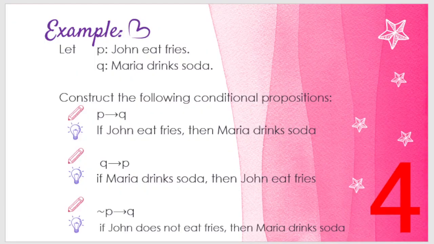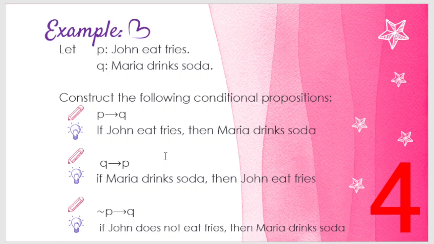So say, for example, we let P be "John eats fries" and let Q be "Maria drinks soda." Construct the following conditional propositions. For our first symbolic form, we have P implies Q. Since it is an implication, we start with the word "if" followed by "then." Since we let P be John eats fries, therefore: if John eats fries, then, and next is Q, Maria drinks soda. Therefore, our statement will be: if John eats fries, then Maria drinks soda.